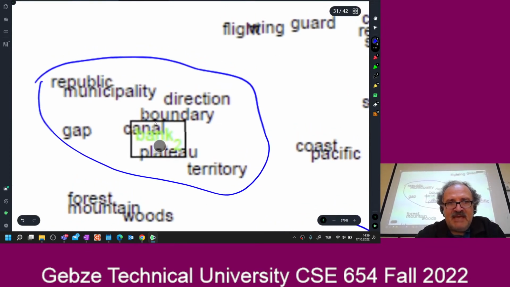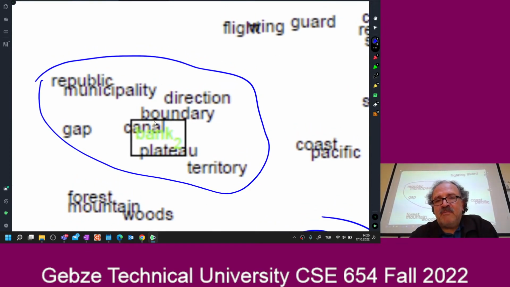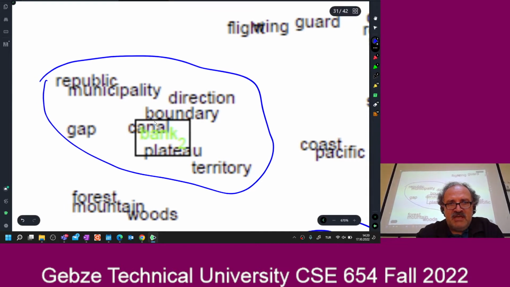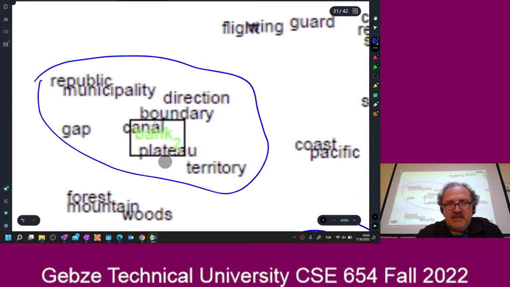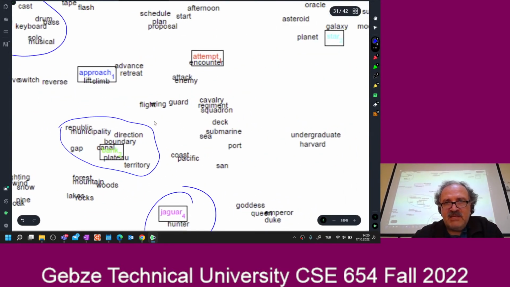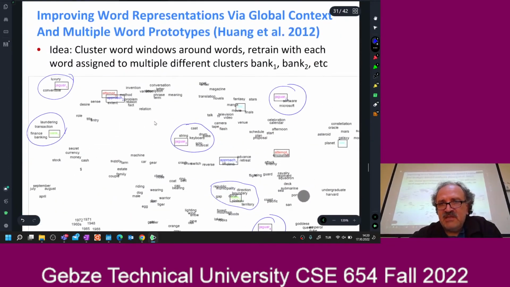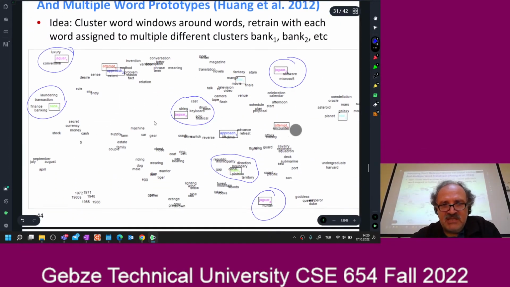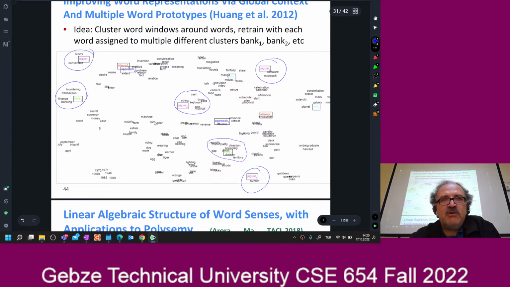And this is a bank. Remember the second meaning of the bank? It is the coastline of a river. So boundary, canal, gap, plateau, and bank. Do I have any other banks? Just two banks. So how do I do this?